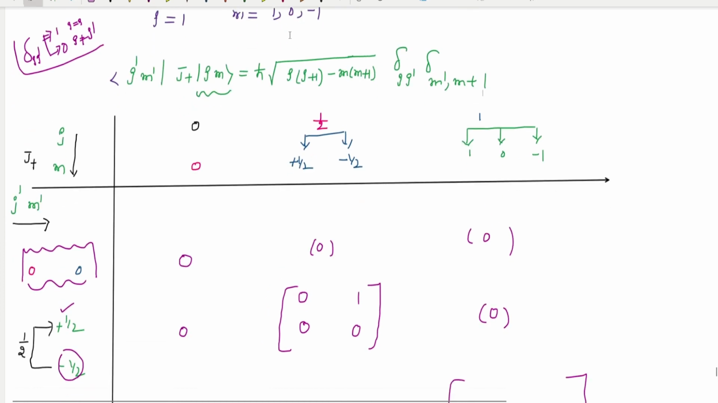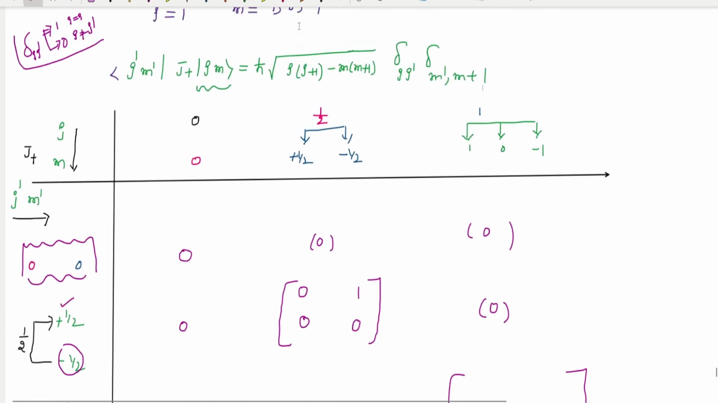Next condition, right? See here j prime is equal to 1. J is equal to 1. So this condition becomes normalized. J is equal to 1. J prime is equal to 1. Then I want to check this condition.